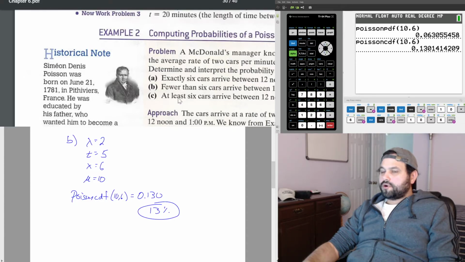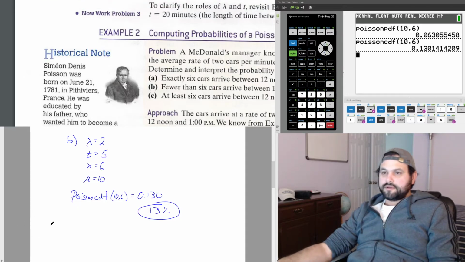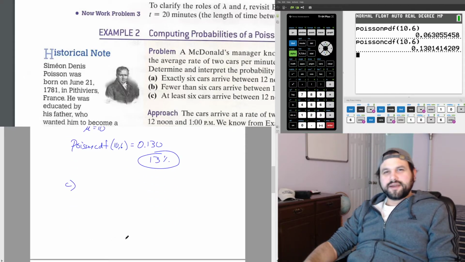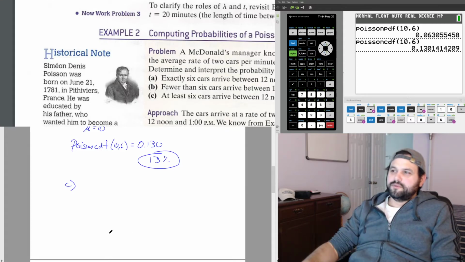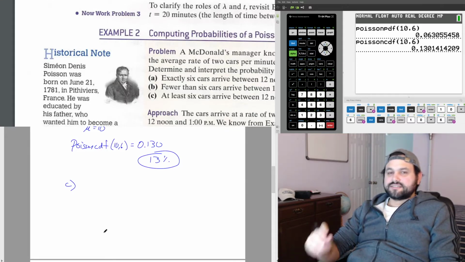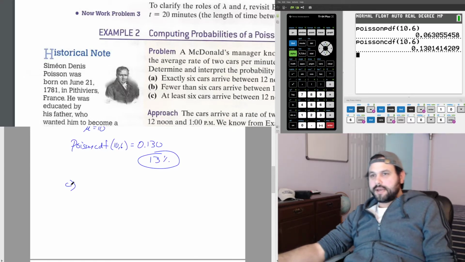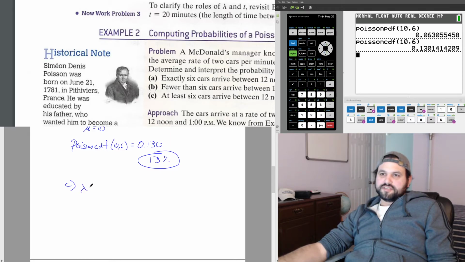And part C, and this is a good one to go over because I don't think I went over this very well in the last few sections. So let's talk about this a little bit more in depth. Part C, at least 6 cars between 12 and 12:05. Okay. All of this stuff is currently the same in this example.